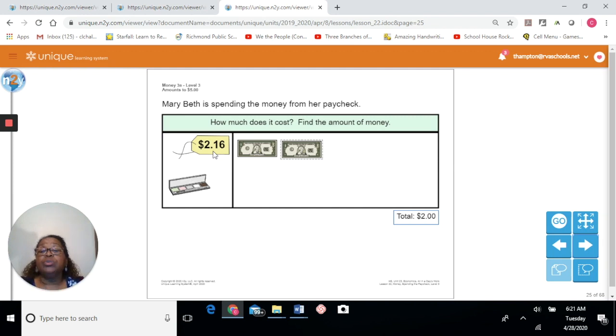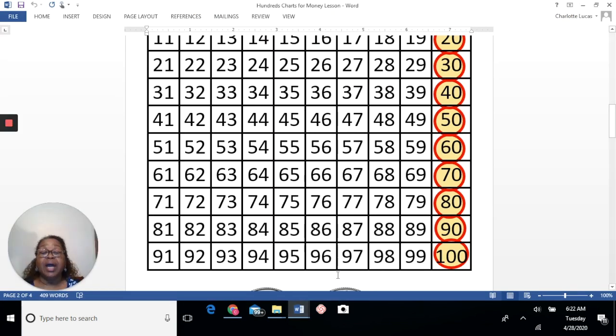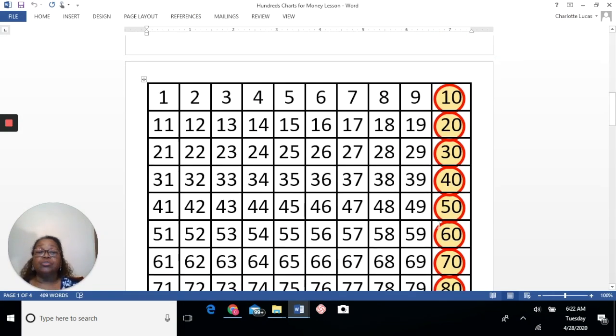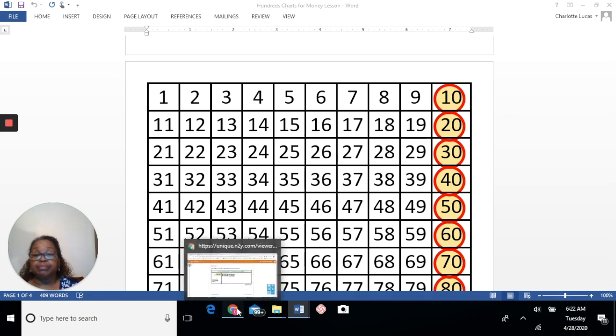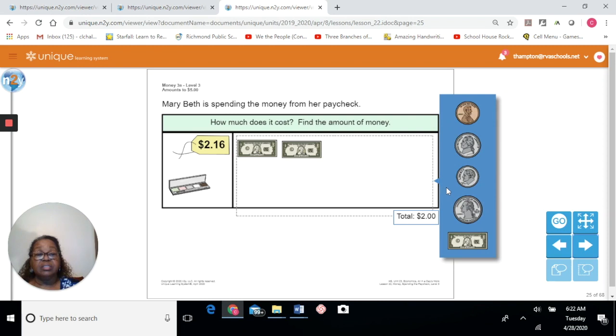$2.16. So we always want to start with the highest value, and we're using place value now. In the tens place, there is a 1. In this case, would we start with quarters? 25 cents would be too much. So the next value would be what? The next value would be dimes. So we want to get to 16 cents. We can start with a dime, which is 10 cents. Add 5 cents, which will be 15 cents. Let's see if that works. We're trying to get to 16 cents.